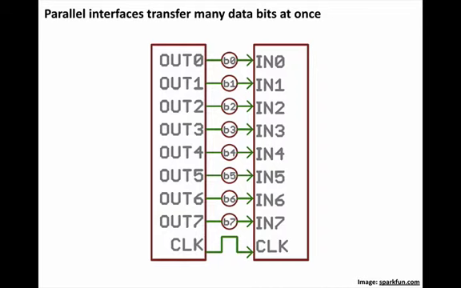Since we're transferring, in this case, a full byte, in many cases more than a full byte at once, this is a really fast interface, but it does require more wires because we're having a wire for each bit that we're transferring plus the clock line.